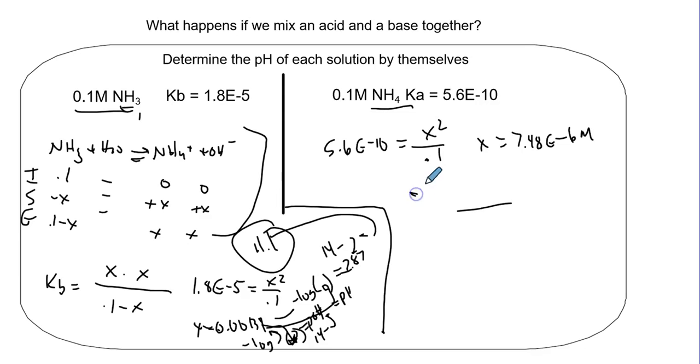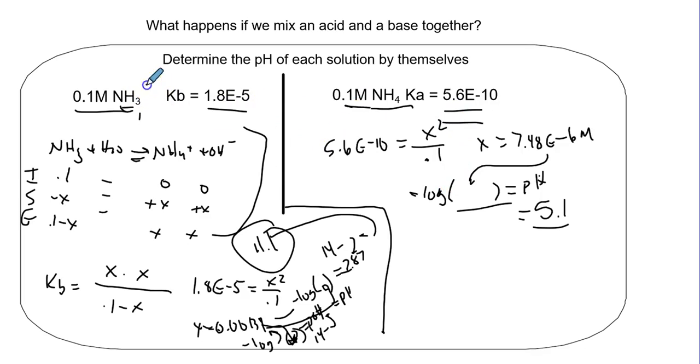So now we're going to take the negative log of this value, which will give me my pH, which equals 5.1. Okay. Once again, it is going to be acidic because we only have the acid. It's not a very strong acid. This base is the conjugate of this guy. They're conjugates, much stronger than that guy is.